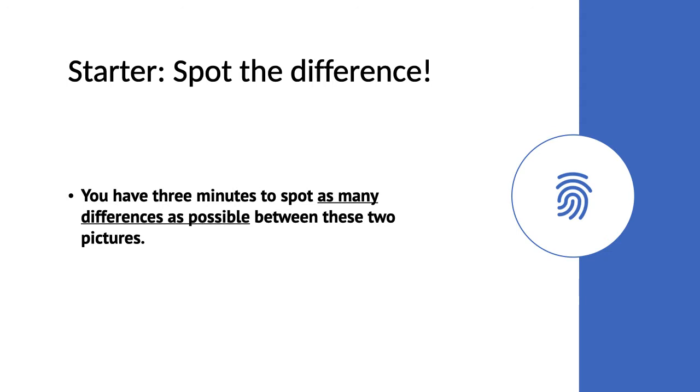Okay, let's get this Industrial Revolution started. In your exercise books, or if you're working on paper, can you write down two headings for me? Picture A and picture B.